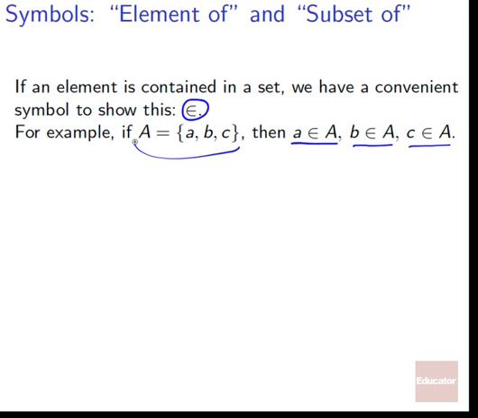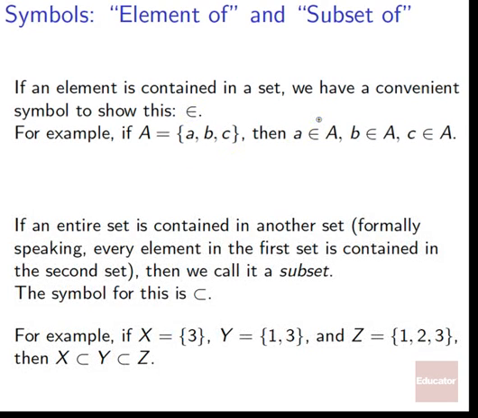So we know that A is an element in it, and we use this symbol right here to show element of. We can also talk about the idea of subsets. If an entire set is contained in another set, and as a formal definition, that means that every element in the first set is contained in the second set. So for every element we name in that first set, it shows up in the second set. That's how we're going to formally define it.